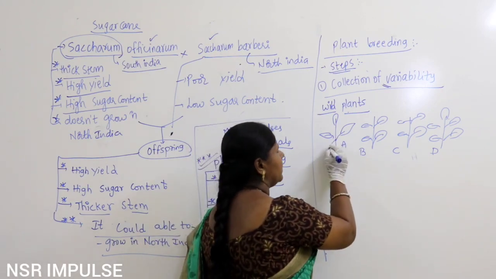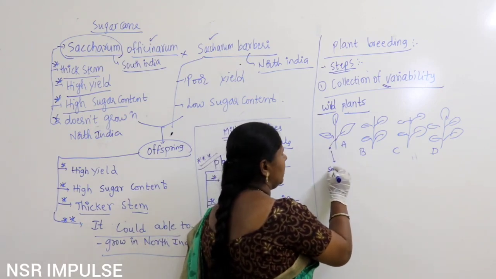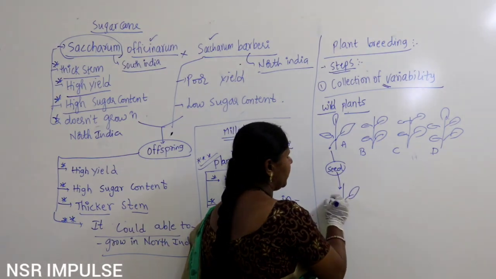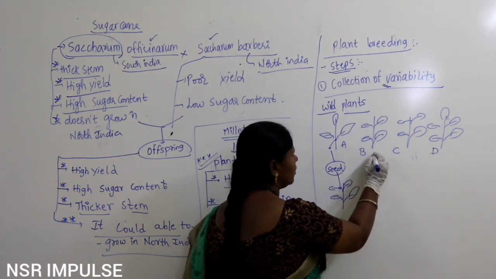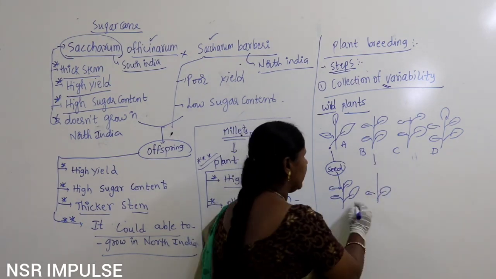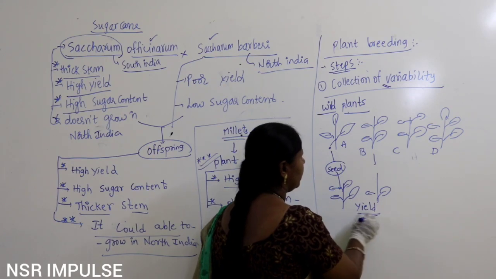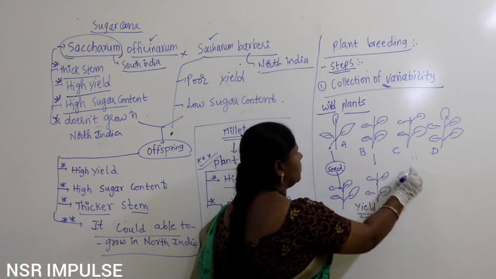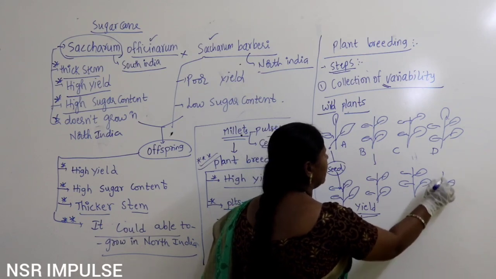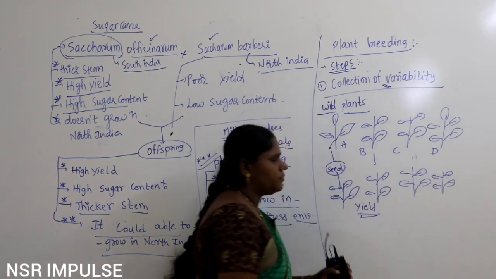I'll take the cell or the seed of this and I'll cultivate the plant and grow the next generation in front of me. When I get the next generation, I have to be very patient until I get the yield and to see the quality of the grain, I have to wait. Then after I see that every plant has a different character.